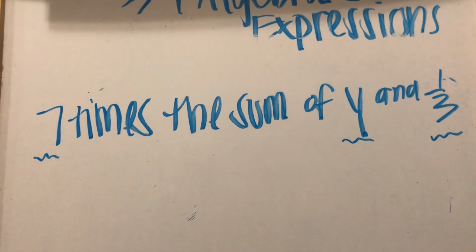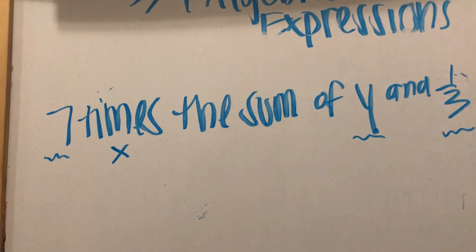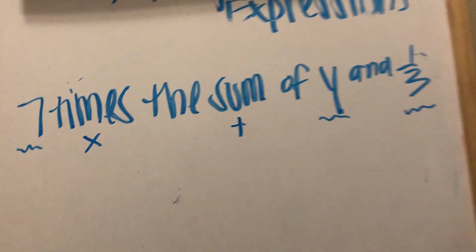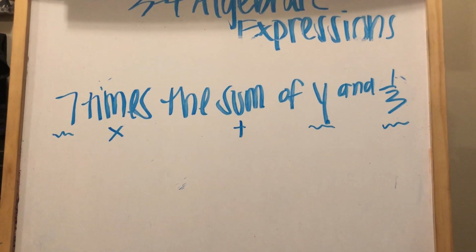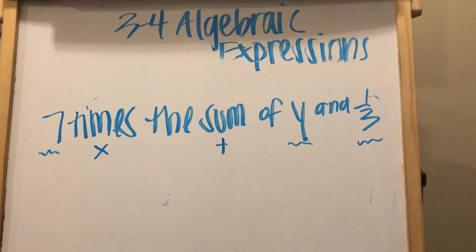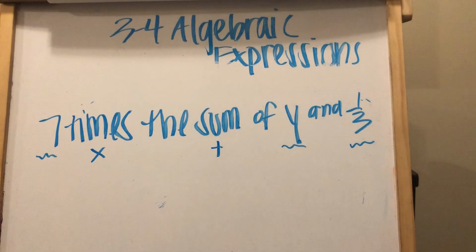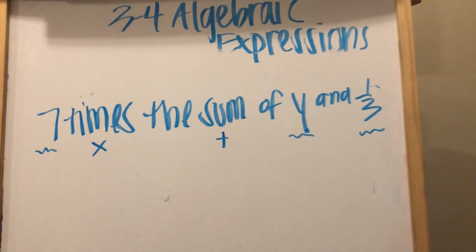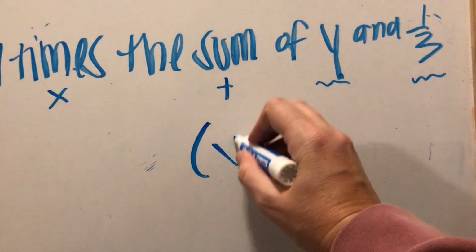Now, let's look at our words here. It says times. We know we're going to have multiplication. And sum, which is the answer in an addition problem. This is where we need to really think about this problem and figure out what exactly it's asking. Here it says 7 times the sum of y and 1/3. For this one, we need to take care of that sum first. So in this case, I'm going to put this in parentheses.